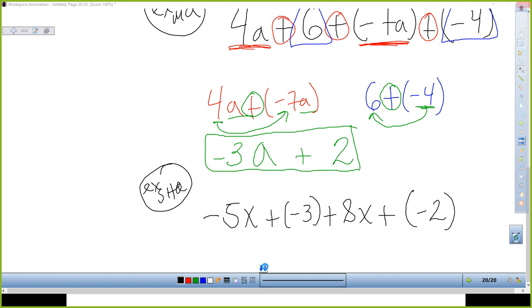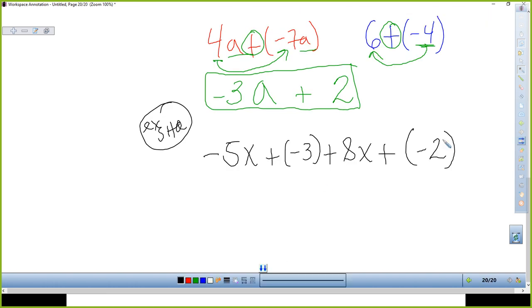Let's see how we did. So, we have a lot of terms. Do we have addition throughout? Yes, yes, and yes. Okay, I'm going to start with the variable. This one has an x. Is there another one with an x? Yes. So I have negative 5x plus 8x. Are they opposite signs? Yes. So I write x. Smallest number is this one. 5 of these are going to cancel 5 of those, and we're left with 3.